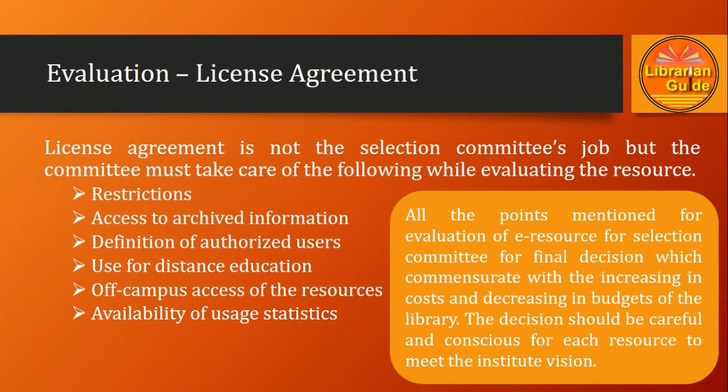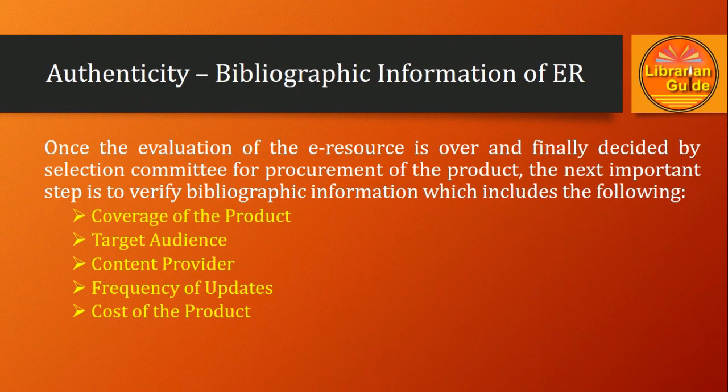The next, once evaluation is over, the next important is the authenticity. It means the bibliographic information of e-resources finally decided by the selection committee for procurement of product. After evaluation, the next important is to verify bibliographic information, and it includes the following points: what will be the coverage of the product or e-resource, how it is going to meet the content, what will be the content coverage, who is going to be the main target audience of that particular resource.